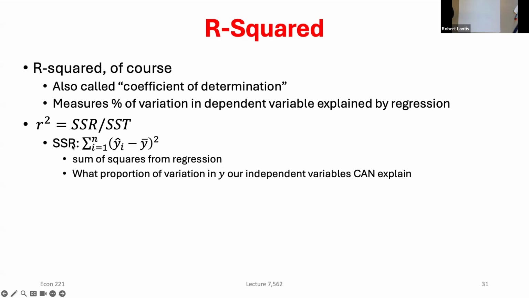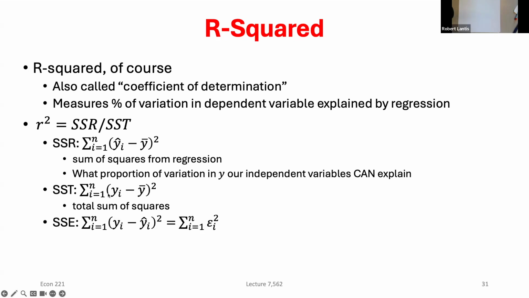So here's the proportion of variation we can explain. We still have the total variation that exists in the data. And then we can also think about this from a different standpoint, which is what can't we explain?